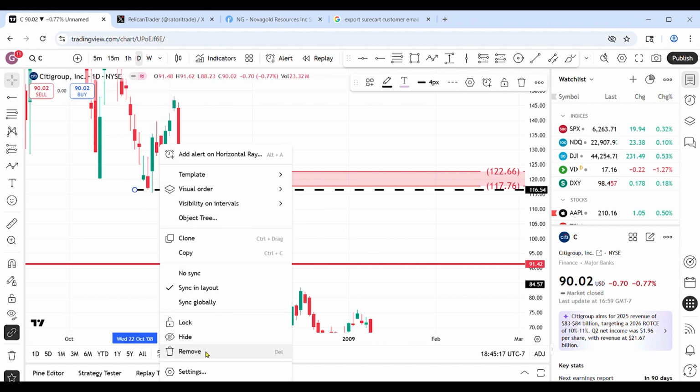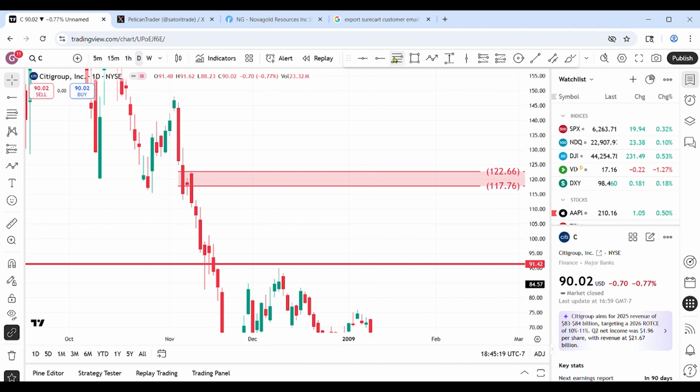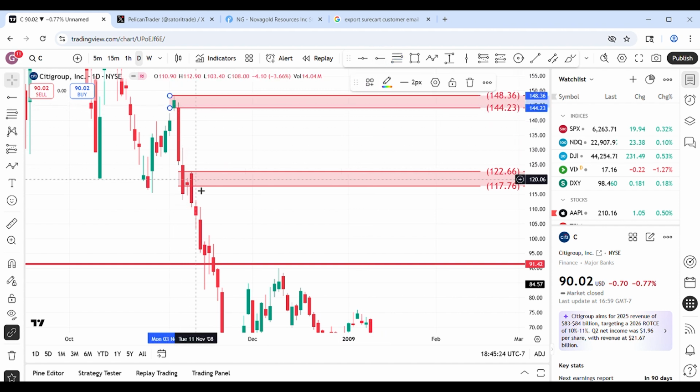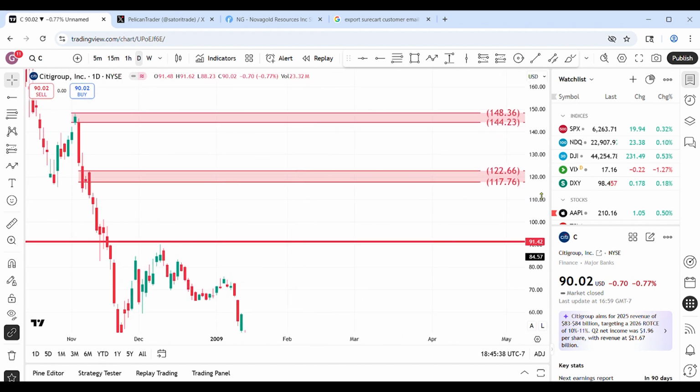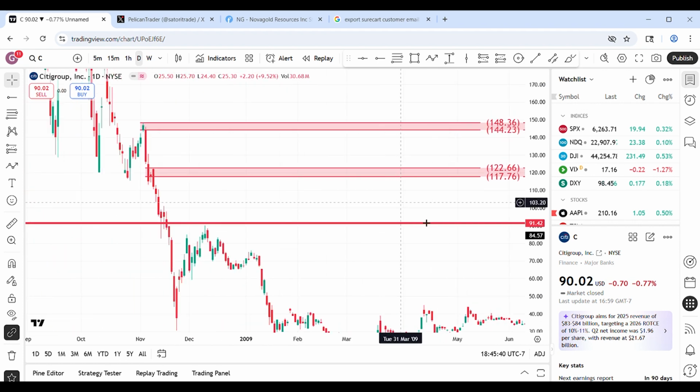And if you wanted to get even more aggressive on your target, the next level would be right up here. And that was the origin of that entire cascade effect that happened during the global financial crisis. So you could have a target just in front of 117, or if you want to get even more aggressive, maybe a secondary target at 144. But we'll be a little more conservative with our target and call it 117.